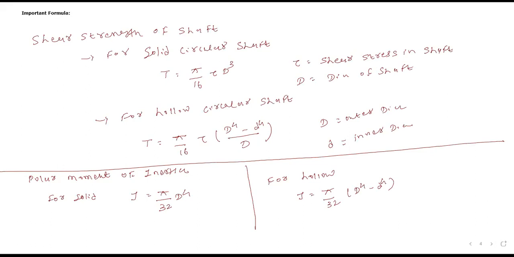Yesterday's continuous topic, okay? We have discussed the theory of torsion, assumptions made in torsion, and some of the equations. I already noted down the equations which we have discussed in yesterday's lecture. First of all, shear strength of shaft. Its symbol is capital T. For a solid circular shaft, its equation is pi by 16 tau D cubed, where tau is the shear stress in the shaft and capital D is the diameter of the shaft.